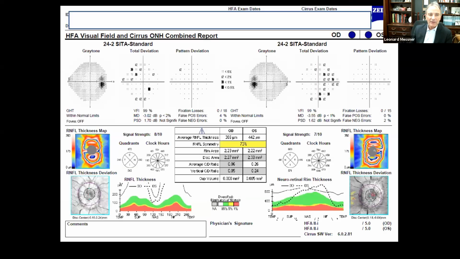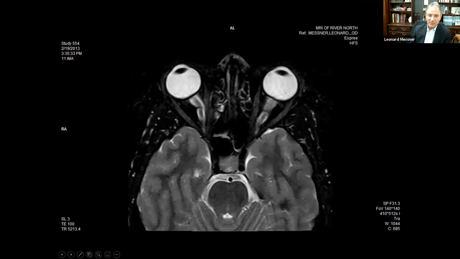So looking at the visual fields, we see that there is an enlargement of the blind spot in the right eye. Same thing in the left eye, and quite significant thickening of the retinal nerve fiber layer. Average thickness of 386 microns in the right eye, 442 microns in the left.